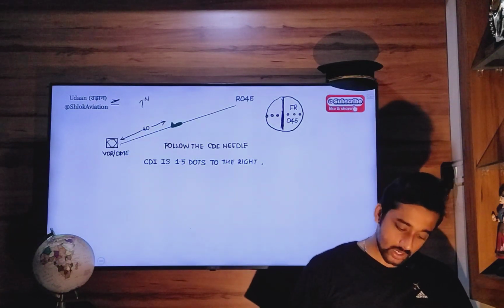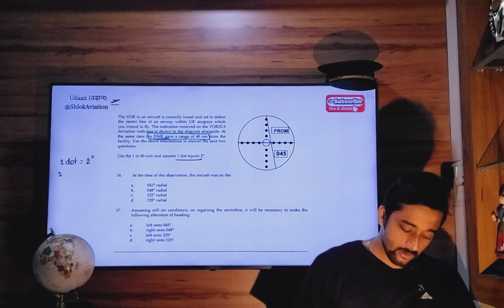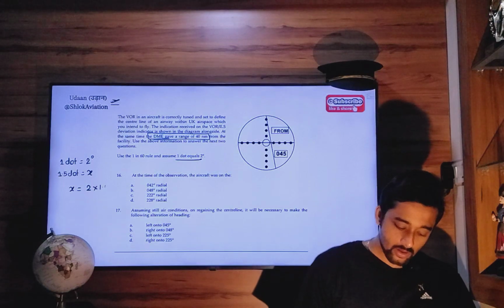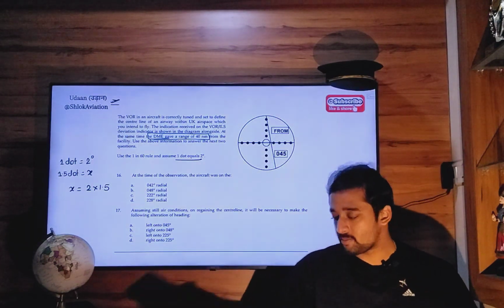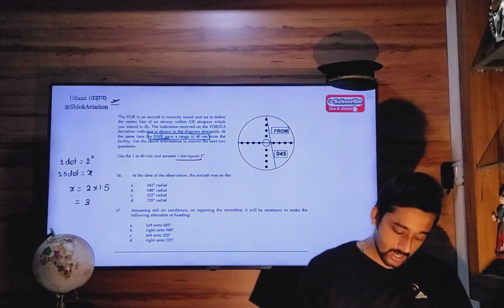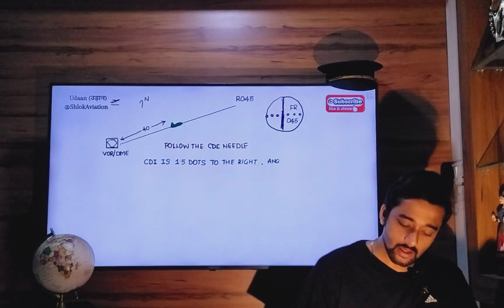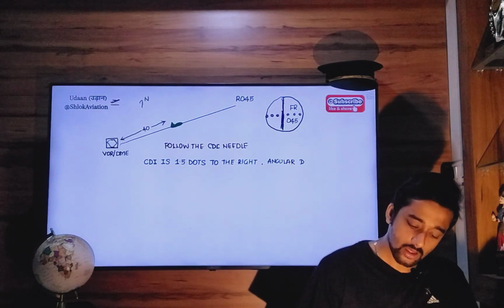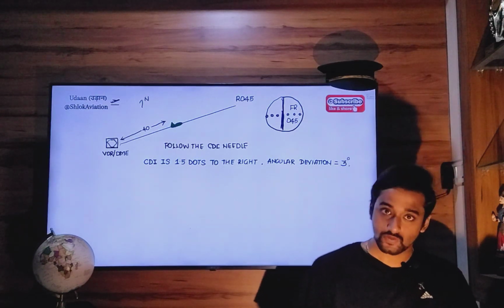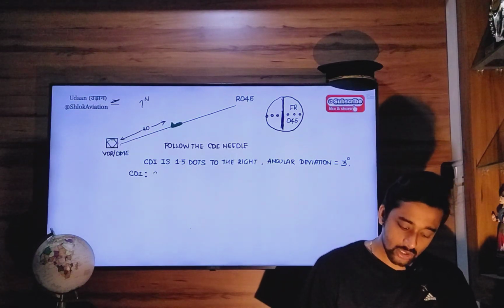Okay, 1 dot is 2 degrees. So 1.5 dots will be how much? Cross multiply: 2 multiplied by 1.5, which is 3 degrees. That means the angular deviation is 3 degrees. Okay, CDI is the solution.